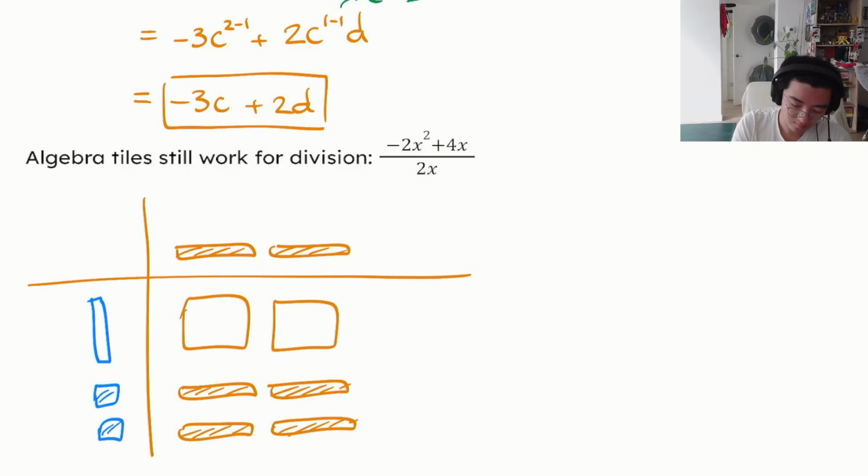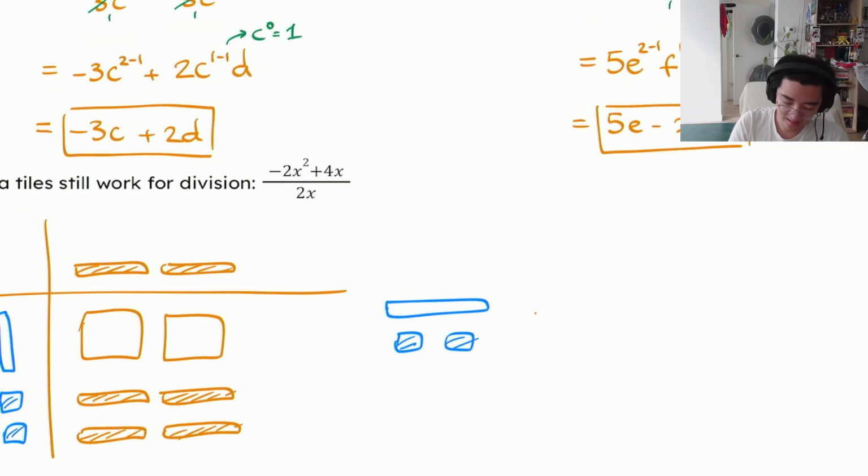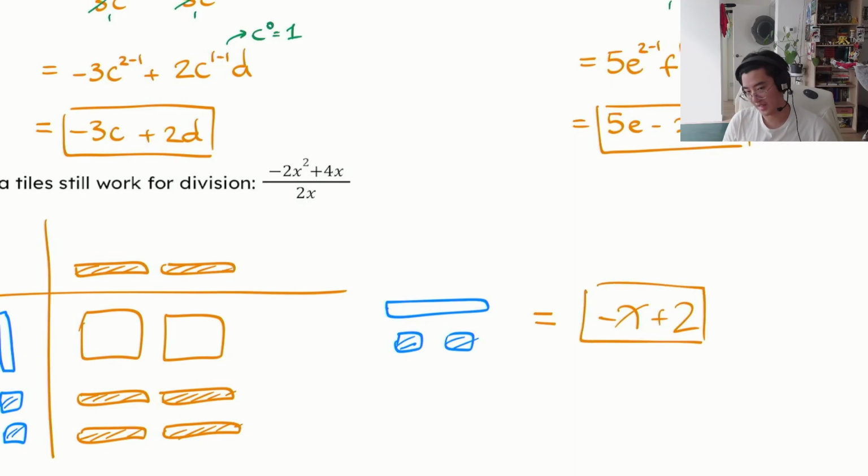So this right here, multiplied to our x rod, is still an x rod. So to translate whatever this is into algebra, we get a negative x tile and then 2 positive 1 tiles. Just like that. So you can kind of guess backwards too.